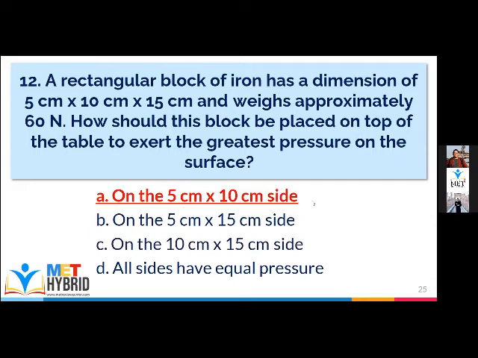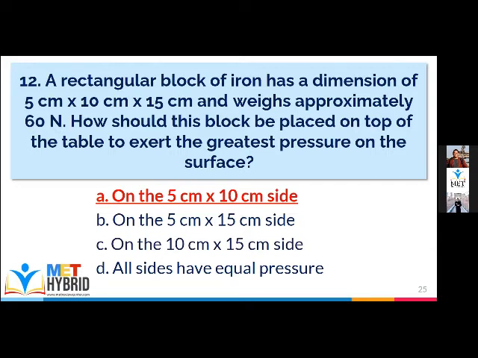If you have 5 times 15, that would become 75 centimeters squared, which is greater than our 50. And then 10 times 15, you have 150, and 150 is greater than the 50 centimeters squared.